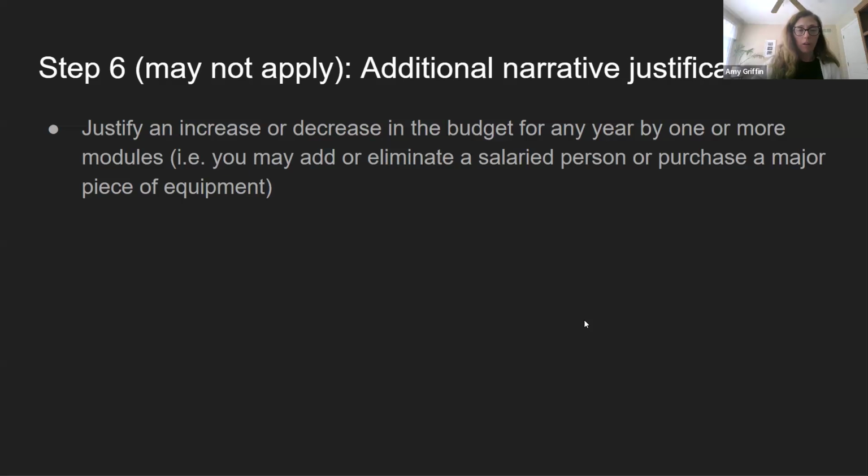Okay, so that's all about modular budgets. Modular budgets are fairly easy. The next video that I'm going to do is going to be on the breakout budgets. That's a little bit more complicated. So stay tuned for that.